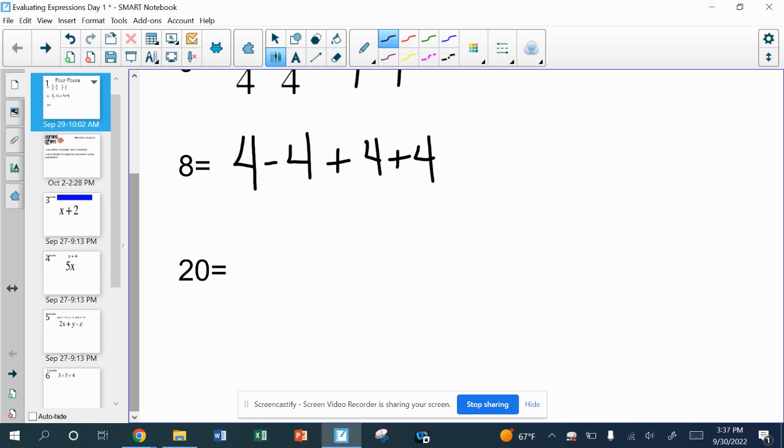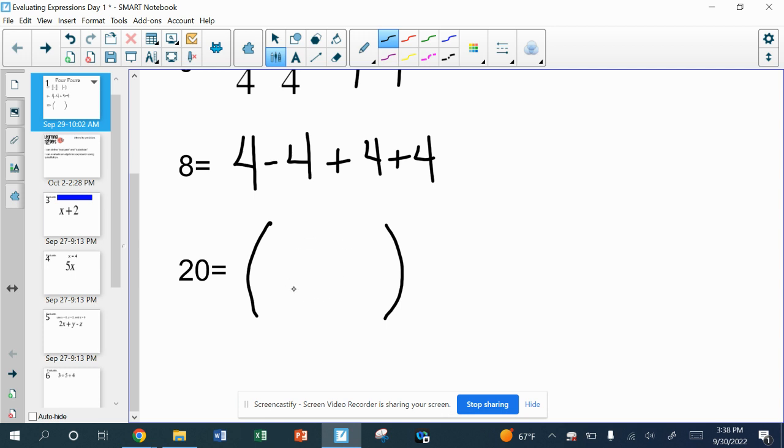20, though, that one's a little tricky. So again, if you want to pause it, see if you can figure out a way to get 20 using 4 fours. I have a way. So I'm going to try this. I'm going to actually use parentheses in mine. I have a way that I'm going to use 3 fours inside my parentheses.